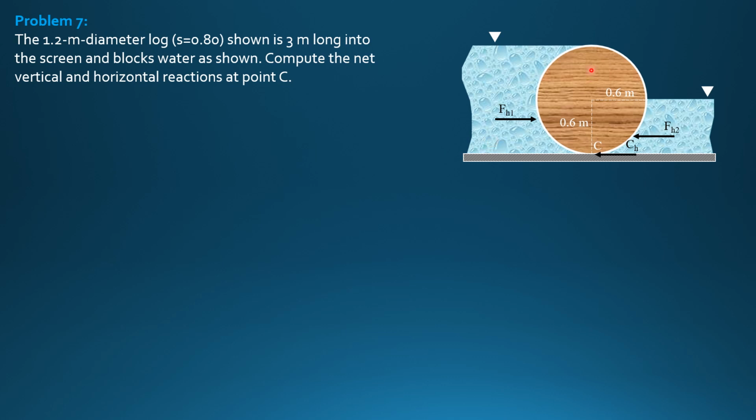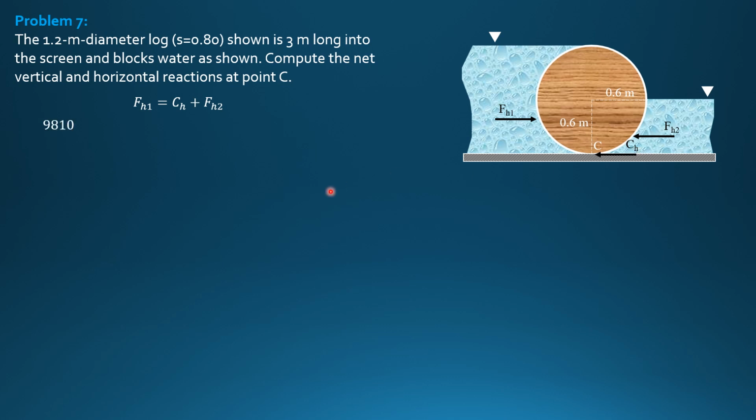9,810. Bar h is 0.6, half of 1.2, because this is 1.2. Area is 3 meters by 1.2. Summation of forces horizontal: FH1 equals CH plus FH2. So let's use that as our working equation to solve for CH.